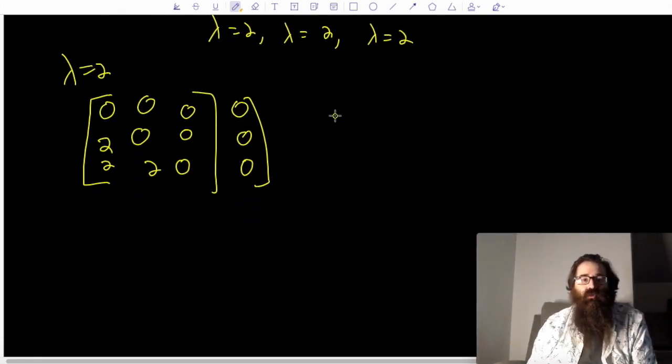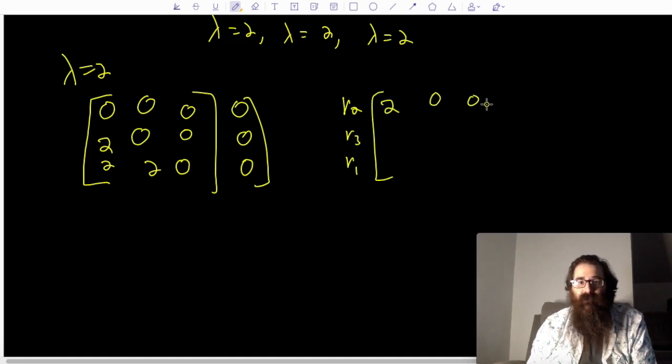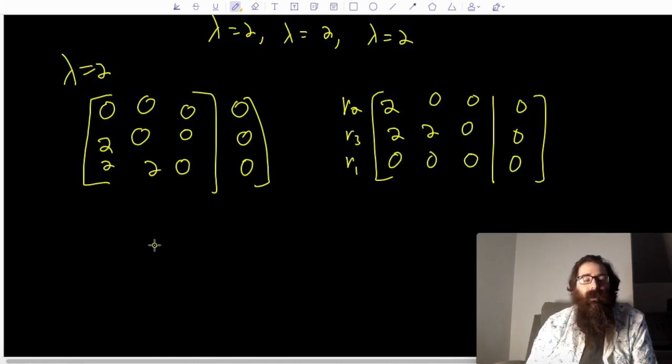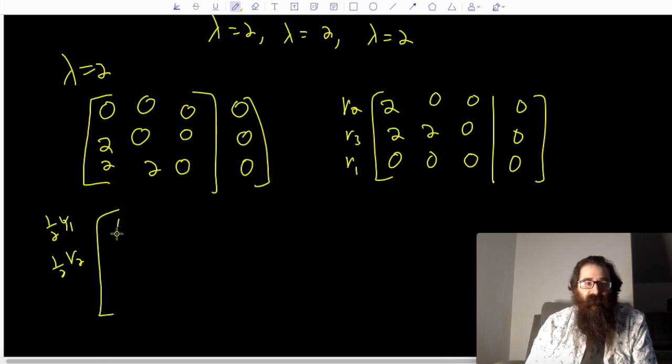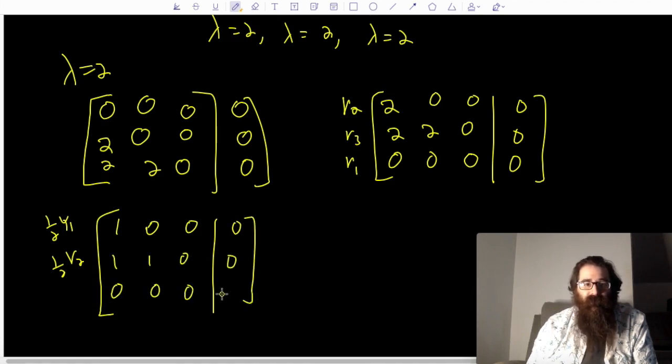Now I'm going to do some row swaps. I'm going to put row 2 at the top, row 1 at the bottom, and row 3 right in the middle. So my top row is going to be 2, 0, 0 augmented with 0. My middle row is going to be 2, 2, 0 augmented with 0. And my row of all zeros should be at the bottom. And then from here, I can scale rows 1 and 2. So 1/2 row 1, 1/2 row 2. It's going to give me 1, 0, 0 augmented with 0, 1, 1, 0 augmented with 0, and then my row of all zeros at the bottom.